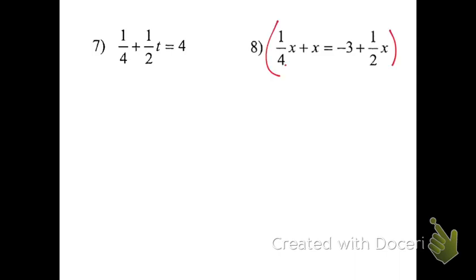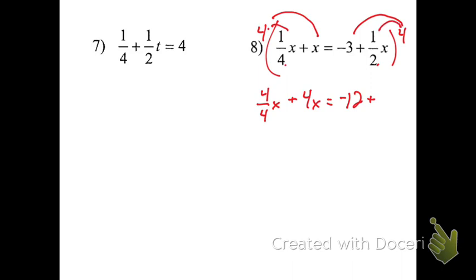What number do 4 and 2 both go into? Well, they both go into 4. So I'm going to multiply through everything by 4. So 4 times 1 is 4 over 4x. 4 times x is going to be 4x. You got to be careful. Multiply everything by that 4. Equal sign, then I have negative 12 because 4 times negative 3 is negative 12. Plus, now 4 times 1 is 4 over 2x. Now, there will be some of you that can do some of these in your head and don't need the 4 over 2, and you already know that's 2x.